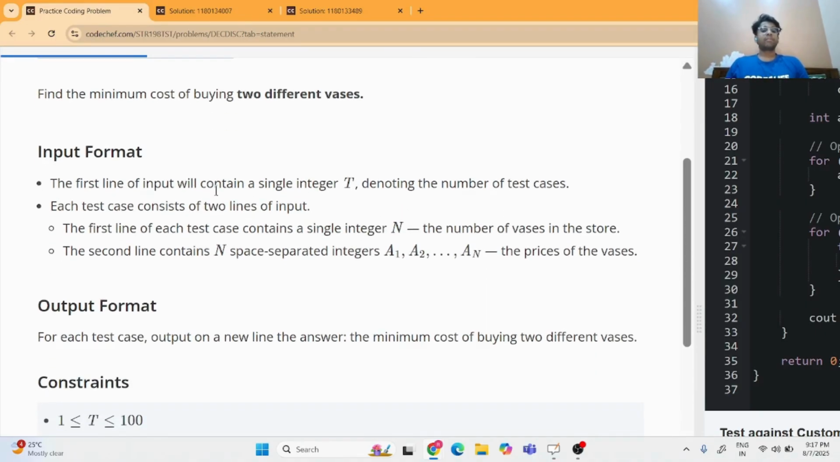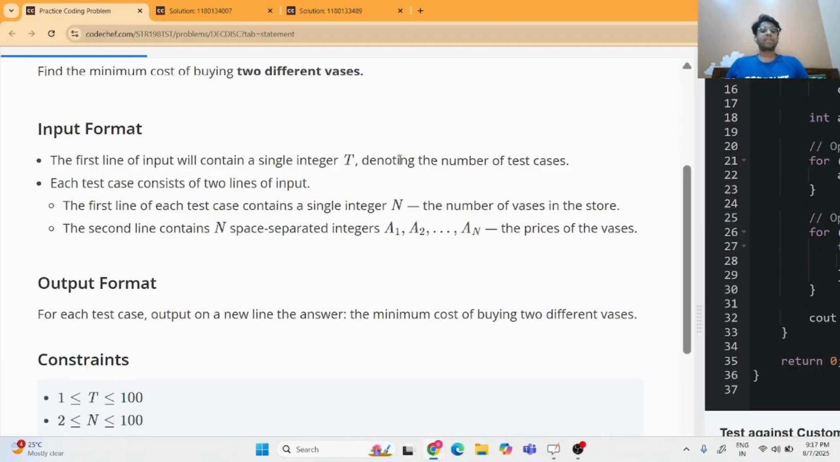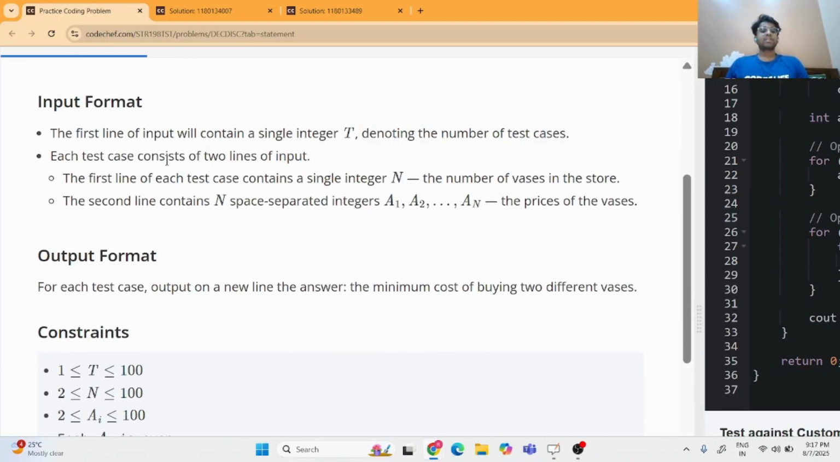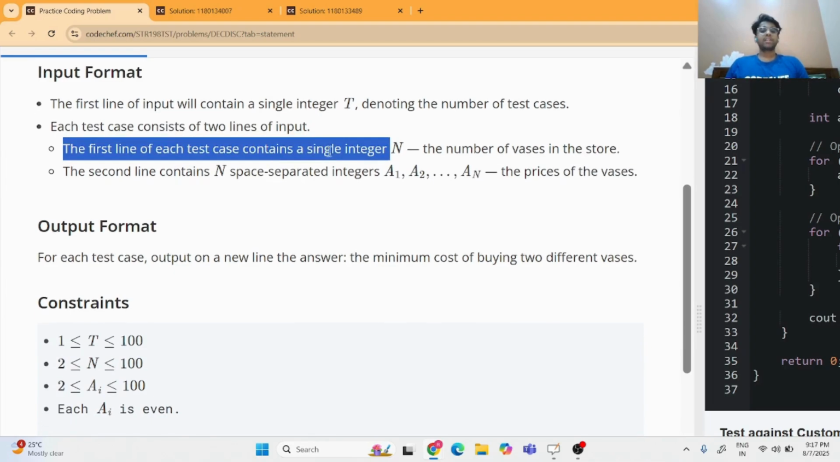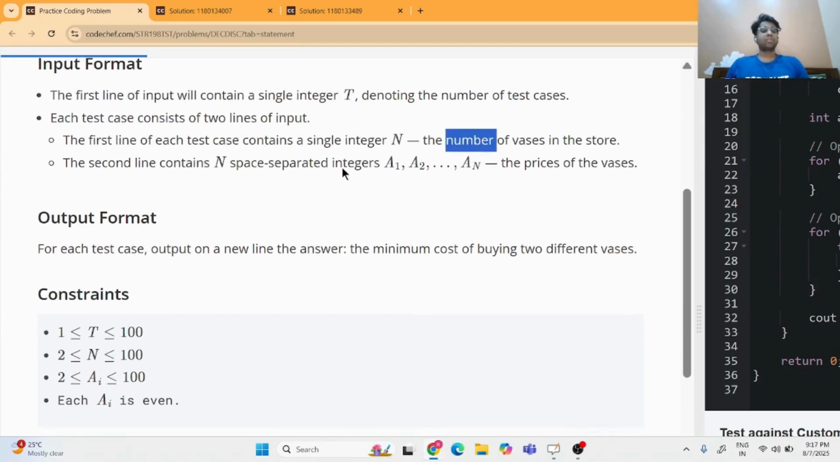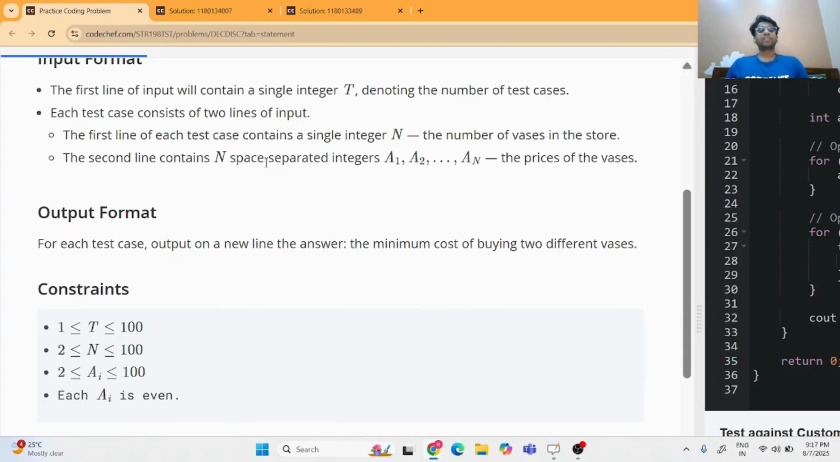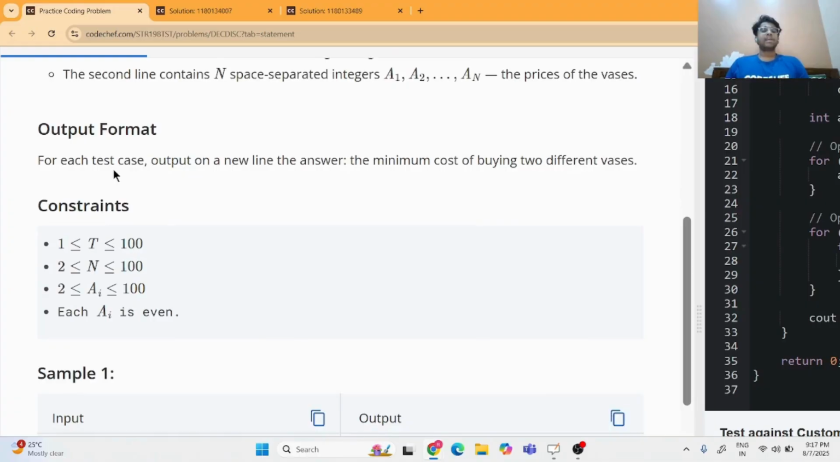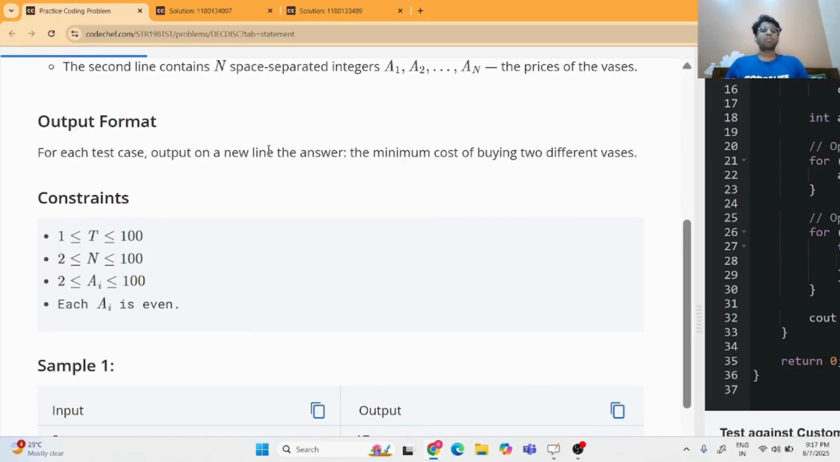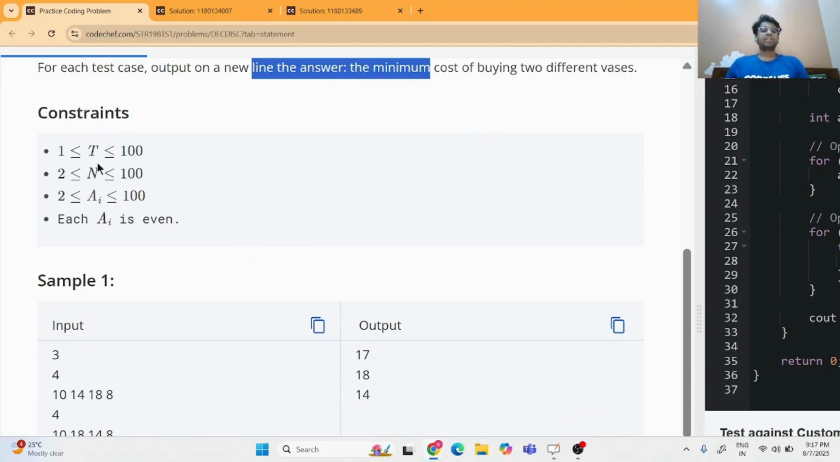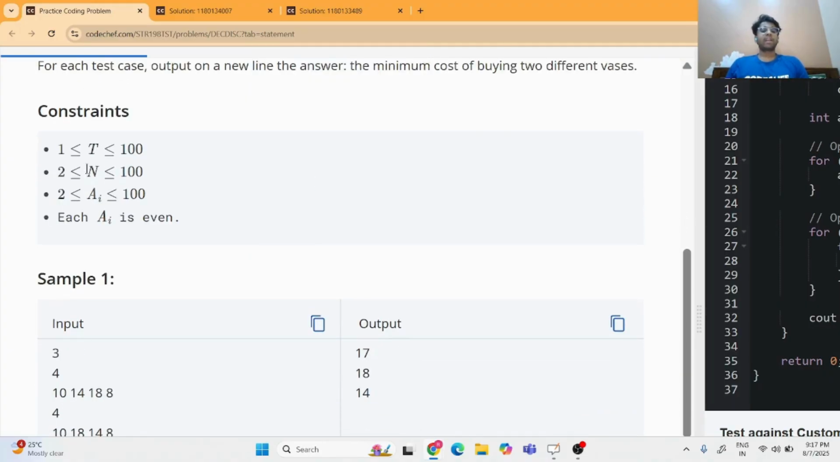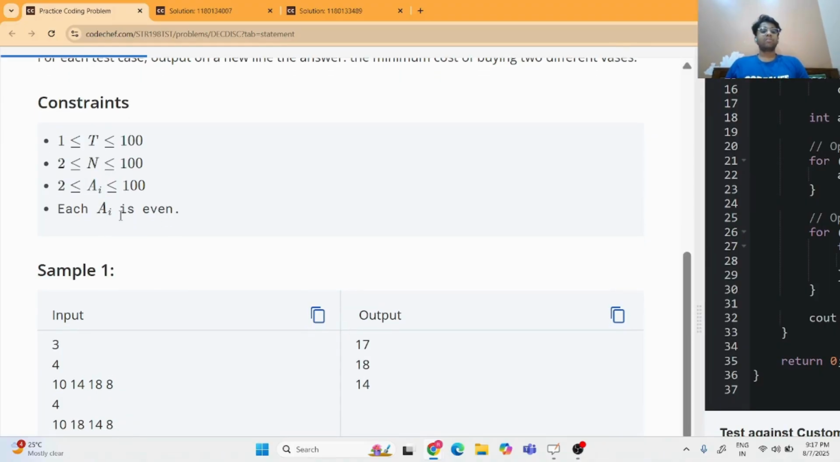The first line of input will contain a single integer T denoting the number of test cases. Each test case consists of two lines of input. The first line of each test case contains a single integer N, the number of vases in the store. The second line contains N space-separated integers A1, A2, up till AN, the prices of the vases. Output format: for each test case, output on a new line the minimum cost of buying two different vases. Constraints: T lies from 1 to 100, N lies from 1 to 100, A[i] lies from 2 to 100. Each A[i] is even.